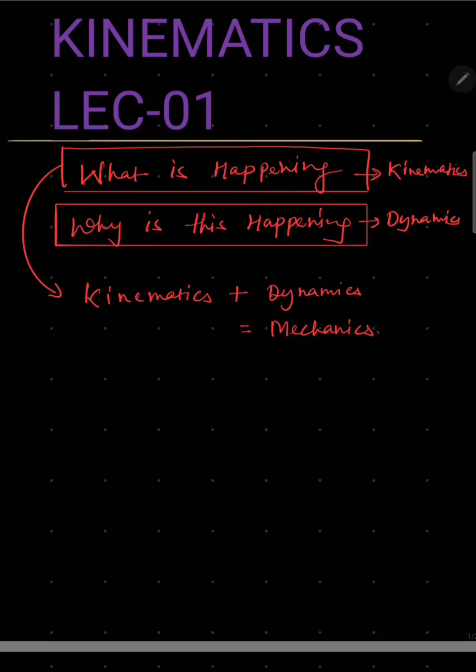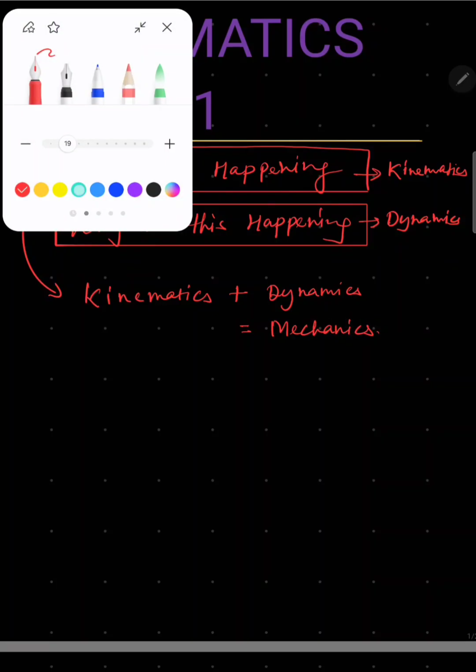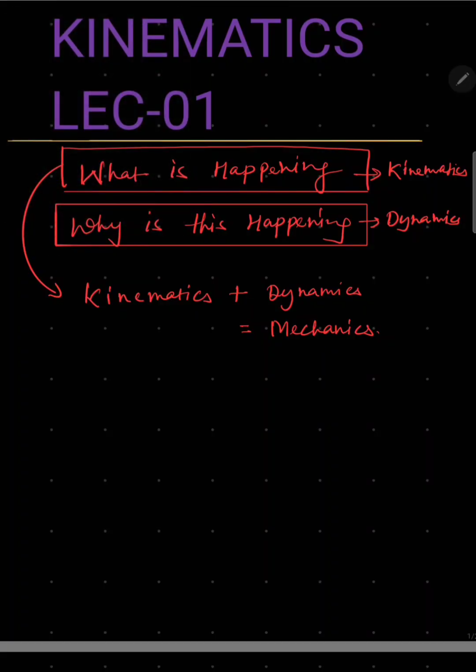So let's start with some important terms which will be frequently used in this chapter. You have to ensure that you know about them and don't get confused. First term, object. What is an object? The thing which is being studied. Simply, an object is something which is being studied.